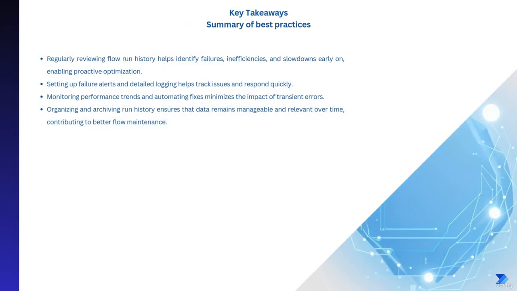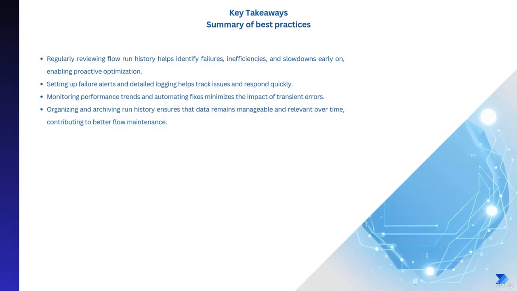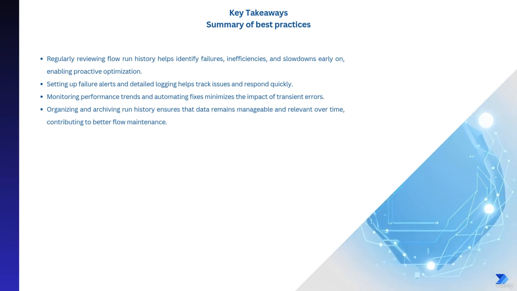Key takeaways. Regularly reviewing the flow run history helps you identify failures, inefficiencies, and slowdowns early on, allowing for proactive optimization. Setting up failure alerts and detailed logging can help you track issues and respond quickly when problems arise. Maintaining performance trends and automating fixes or retries minimizes the impact of transient errors. Organizing and archiving run history ensures that data remains manageable and relevant over time, contributing to better flow maintenance.